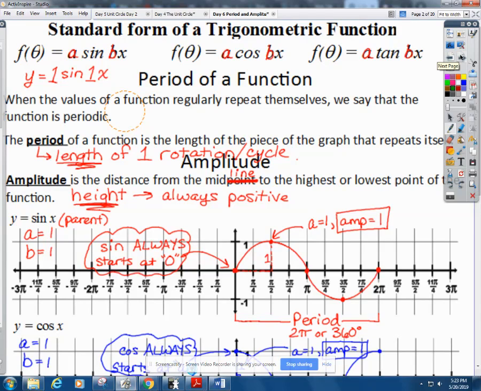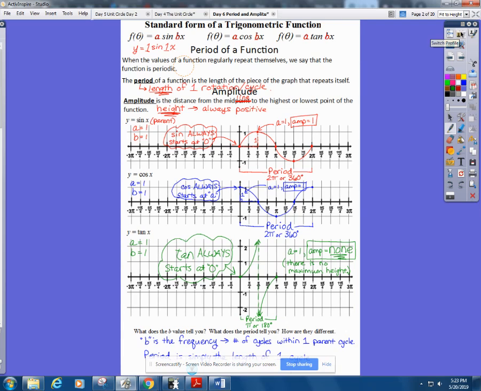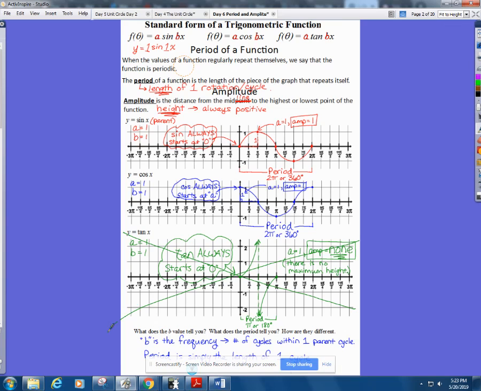Okay, I did write some other things on this page that would be worth looking at. We don't need to know anything about tangent. Standard form of a trig function, you've got a sine b of x, where a is 1 and b is 1.